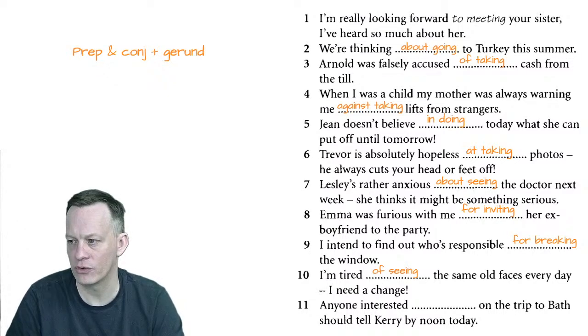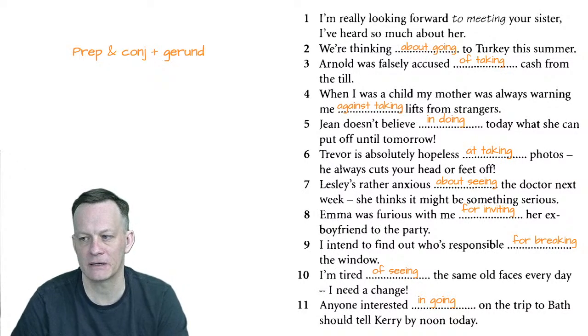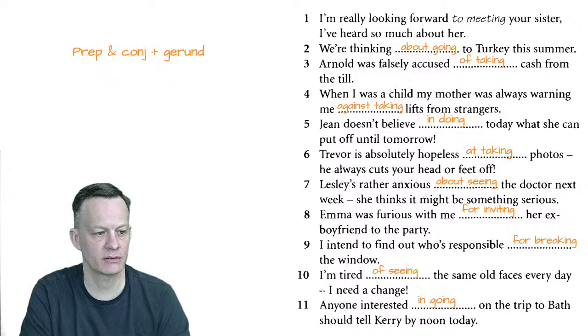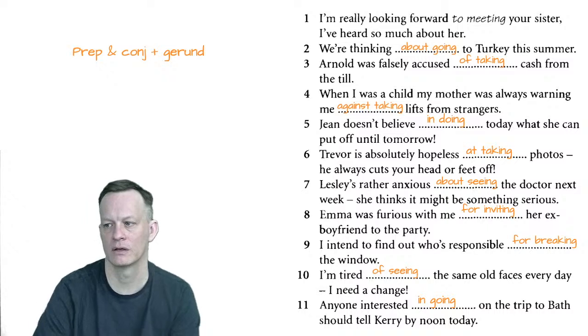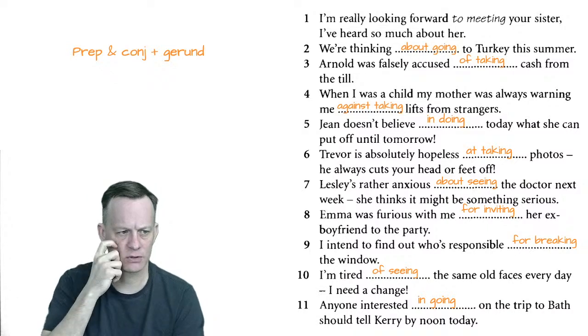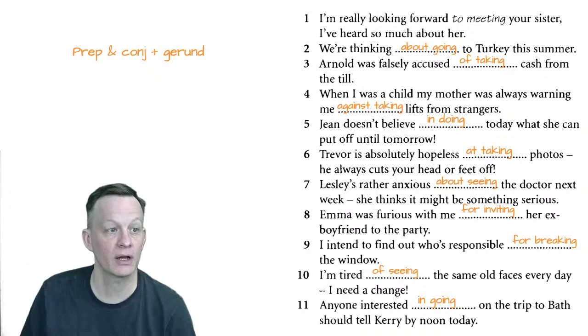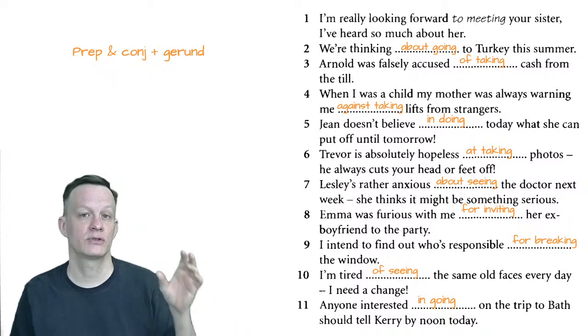Anyone interested in going? Enrique, almost. Irene, yes. In going. Anyone interested? Very good, Barbara. Anybody interested in going on the trip to Bath? Should tell Carrie by noon today. I'm tired of seeing the same old faces. Okay, excellent. So now we know, after preposition, after conjunction, we're going to use the gerund.